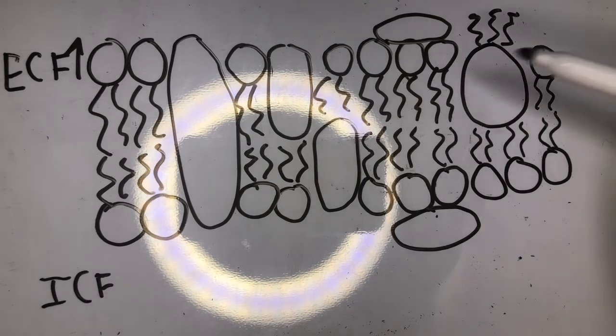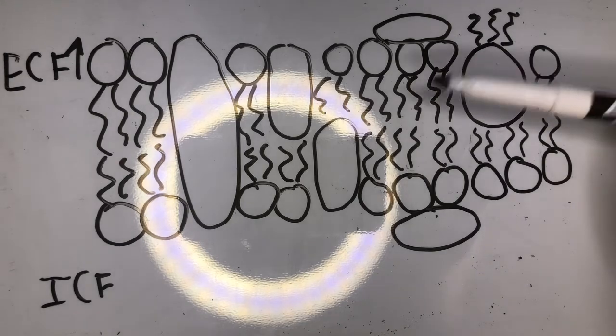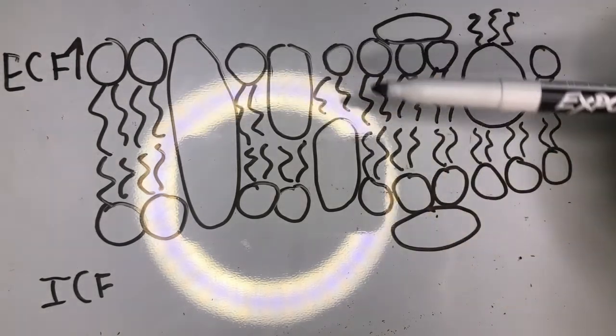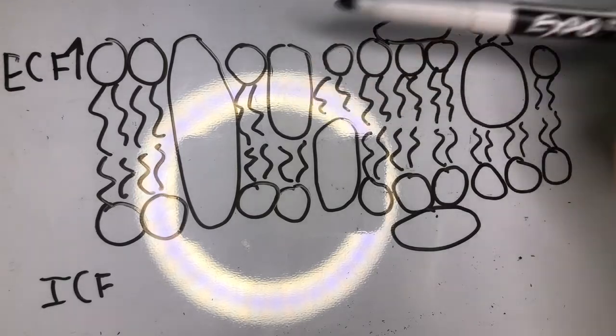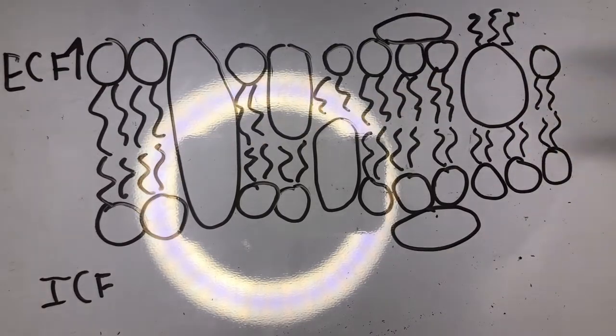So if you were to look at this in a non-2D setting or an animated setting, basically these proteins would be just kind of moving throughout this bilayer. The phospholipid heads kind of get pushed aside and the proteins move because it's fluid, because it's moving within the bilayer.